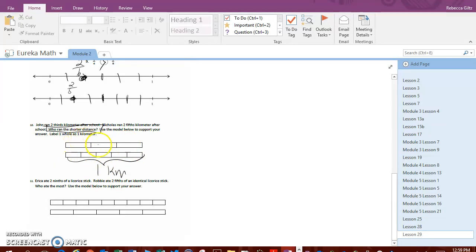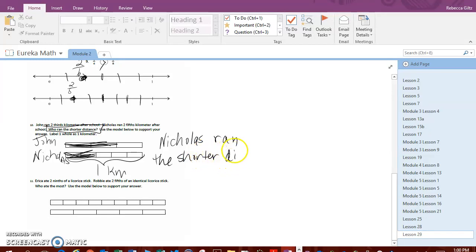Okay, so this top one is broken into thirds. That means this one is John. And he ran 2/3, so I'm going to shade in 2/3. Nicholas ran 2/5, so this is going to be Nicholas. Oops, didn't really leave much space for the whole word. And he ran 2/5, so I'm going to shade in 2/5. So who ran the shorter? Nicholas. So Nicholas ran the shorter distance, simply because he's got less colored in. Okay.